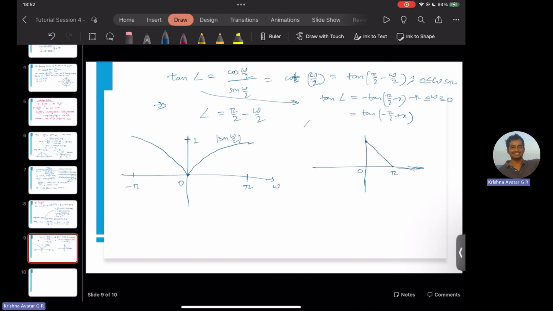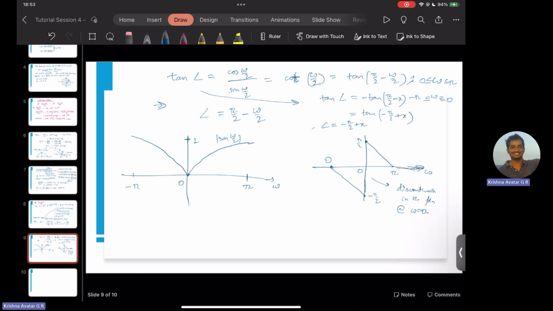Therefore the angle is going to be equal to minus pi by 2 plus x, right? So it starts from here and ends at here. At x equal to 0, it's going to be minus pi by 2, and here it's going to be 0. Here it's pi. And you see that there is a discontinuity in the phase at omega equal to 0.